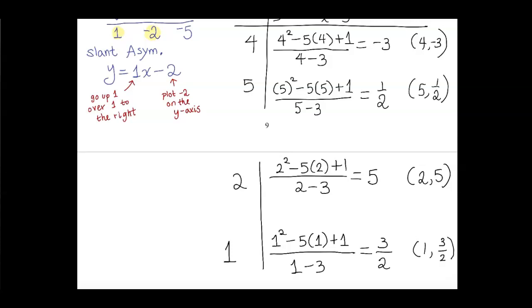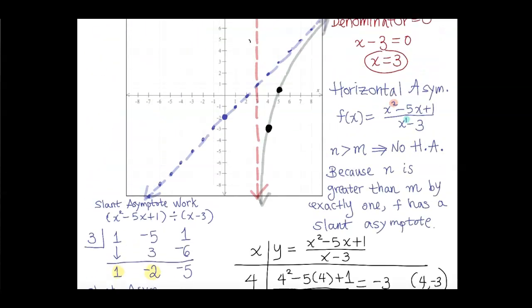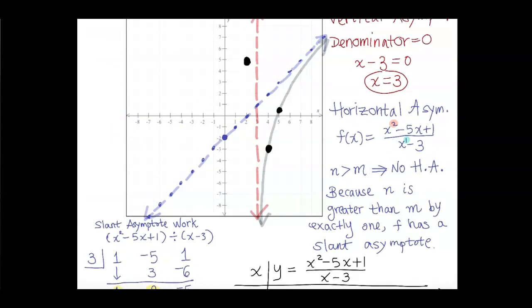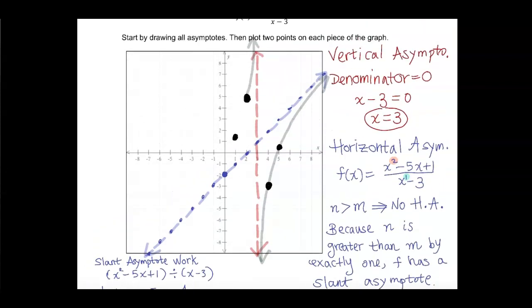So let me plot those two now. 2 to the right, up 5. So a point right here. And what's the next one? 1 to the right, 1.5. So I have 2 dots right there. And I know this graph will try to go to the right, but it will never be able to touch or cross that vertical asymptote. It's going to come down and touch this point, and it's going to keep on going down, following along that blue slant asymptote. So this is my graph that we did by hand.